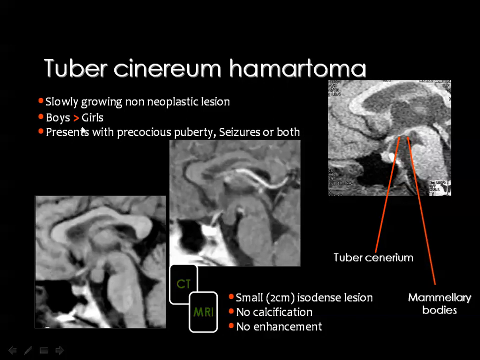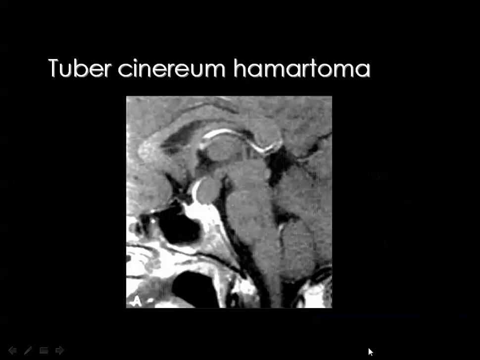It is common in boys more than girls, and usually presents by precocious puberty and sometimes seizure, and both presentations may be present. This lesion is typically non-enhancing, and you see a lesion in the region of the tuber cinereum between the infundibular stalk and the mammillary bodies. After injection of contrast, this lesion does not enhance, and it does not contain calcium.